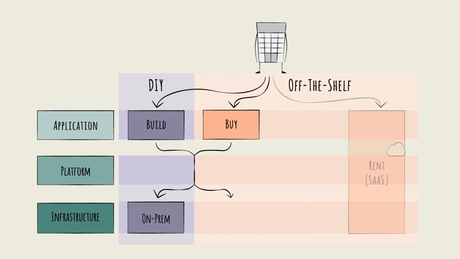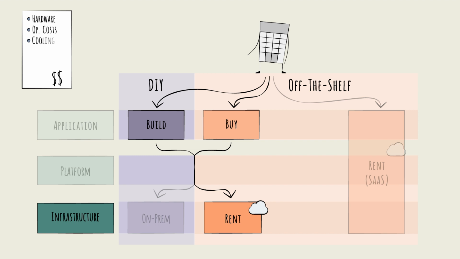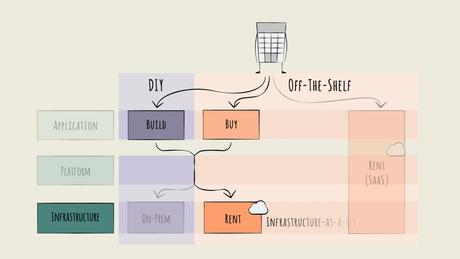For one, companies can rent the infrastructure via the cloud from providers like AWS, Microsoft Azure, or Google Cloud. Renting the infrastructure means the company can avoid significant upfront capital expenditures for the hardware, as well as the ongoing operational costs for maintenance, cooling, power, and IT personnel. This model is called Infrastructure as a Service, IaaS.